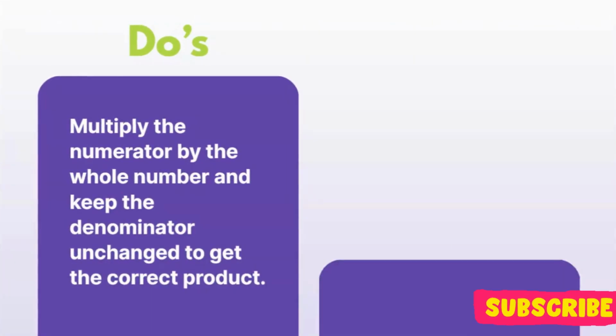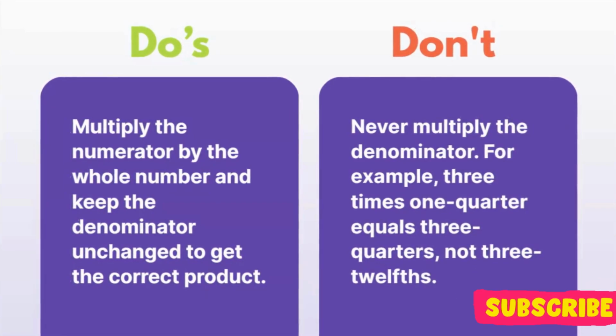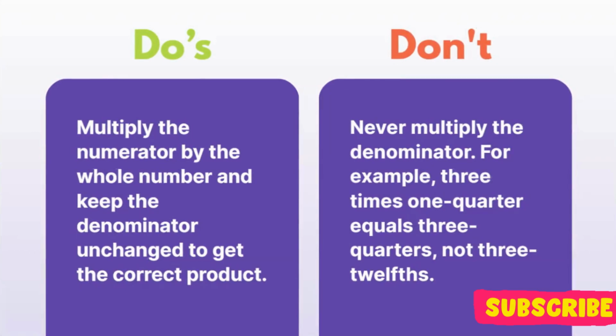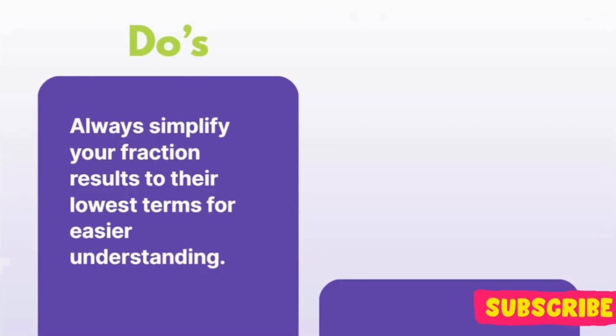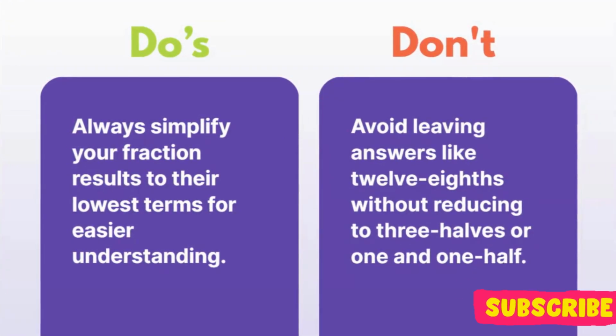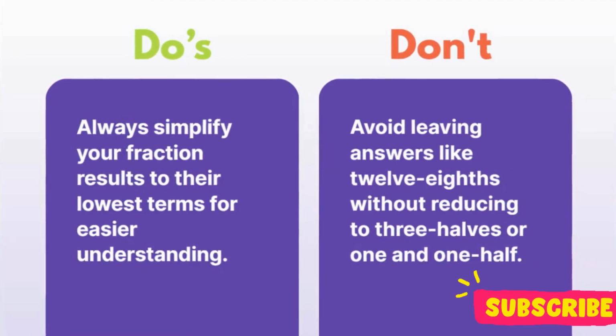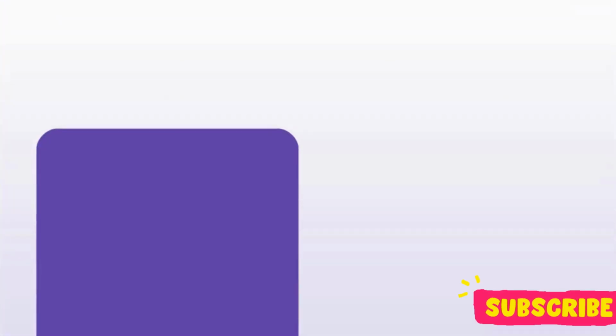Let's discuss some mistakes and also some rules. In the first rule, you have to multiply only the numerator with the whole number. In the second rule, you never have to multiply the denominator. For example, multiplying 3 with 1/4 will be equal to 3/4. Let's discuss the next rule, in which you always have to simplify your fraction results to the lowest terms for easier understanding. Avoid leaving an answer like 12/8 without reducing it, because it can be difficult for others to understand.